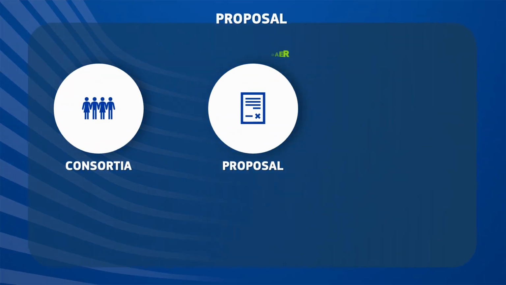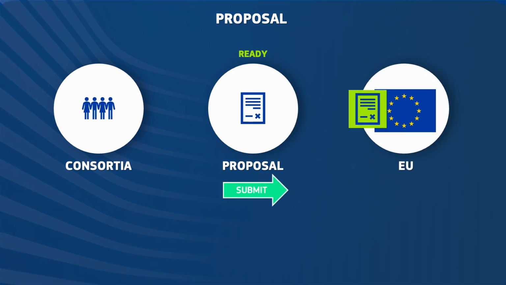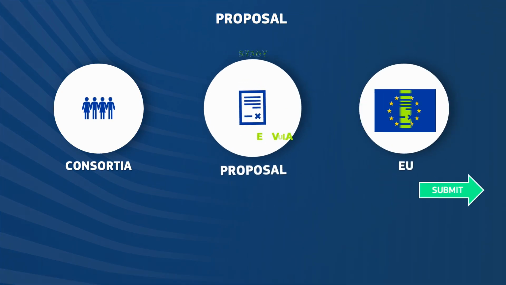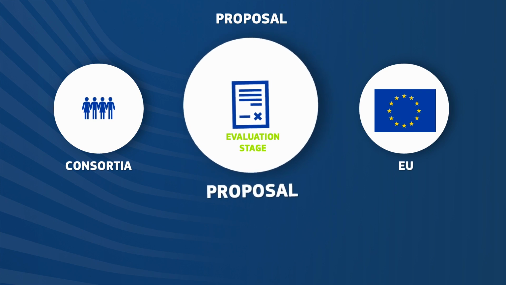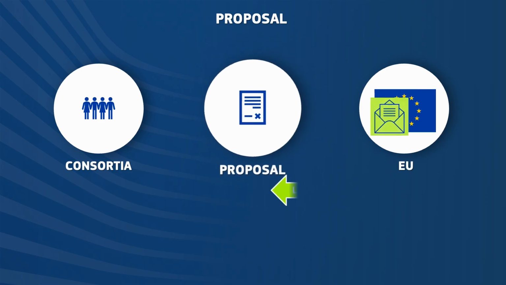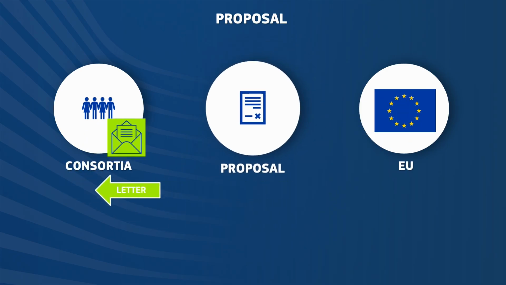When the proposal is ready, you can send it to the European Commission. During the evaluation stage, the proposals are evaluated and scored against the award criteria set out in the call conditions on the topic page. The consortium will receive a digital letter with feedback on the ranked aspects of their proposal and informing them whether their proposal has passed the threshold and will receive funding or not.